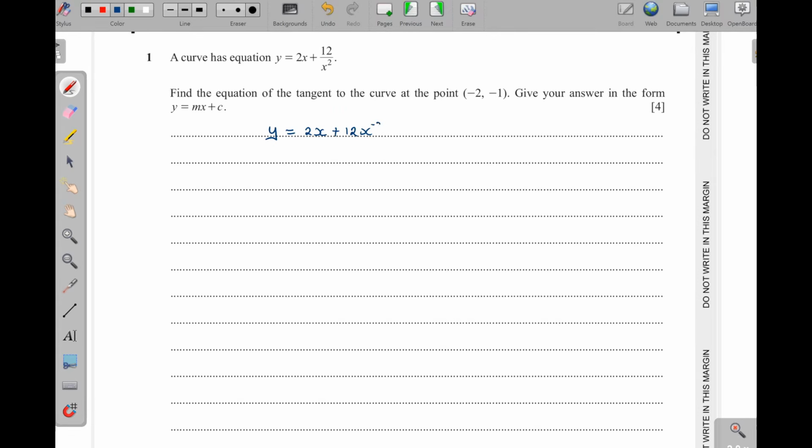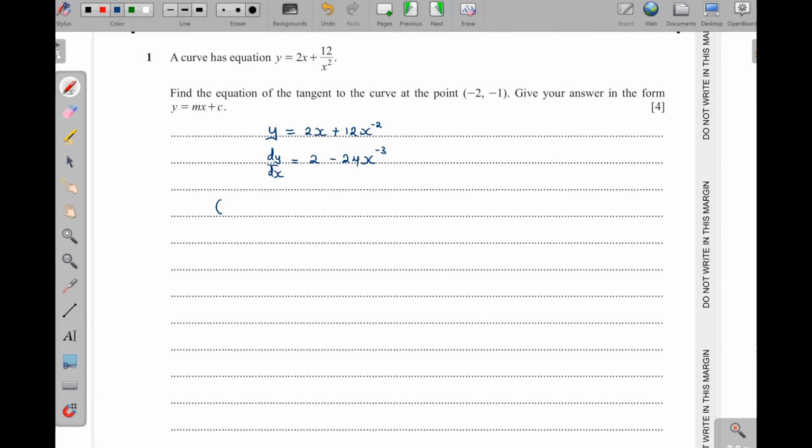I'll put this 12 over x squared as 12 times x to the power of -2. Now dy/dx is going to be equal to 2 here, then minus 24. Remember, we drop the power, then we reduce it by 1, right? Okay, then this will be x to the power of -3.